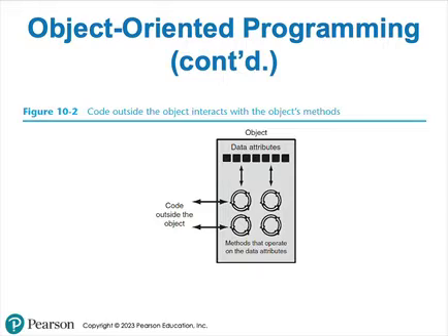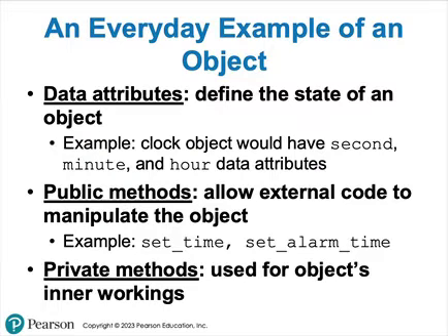So this is that data and attributes and code picture again of an object, and it's just showing that you call the methods in the object from the outside. So you'll need to know the method name and what arguments it needs, but other than that, you don't need to know anything else about the object. So, they're giving you some examples here.